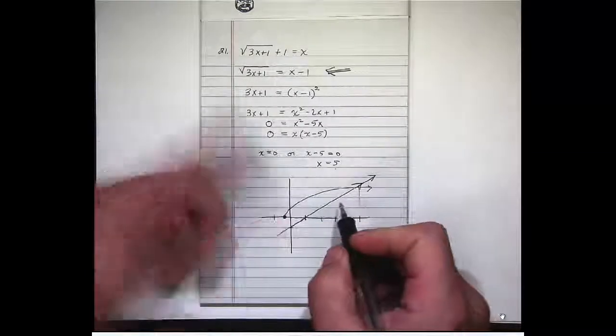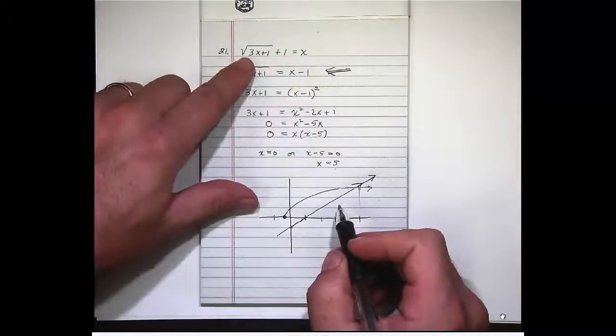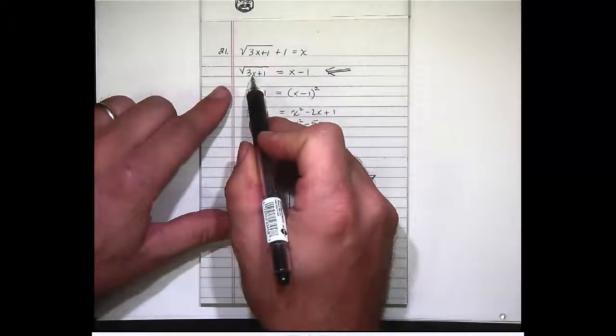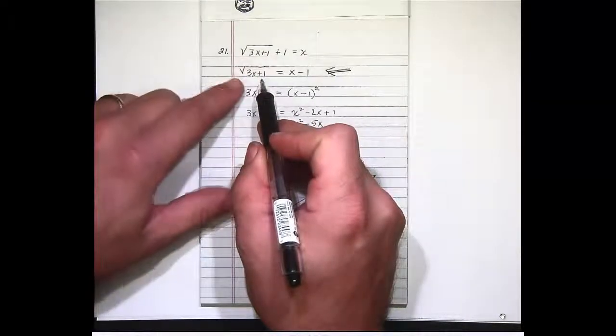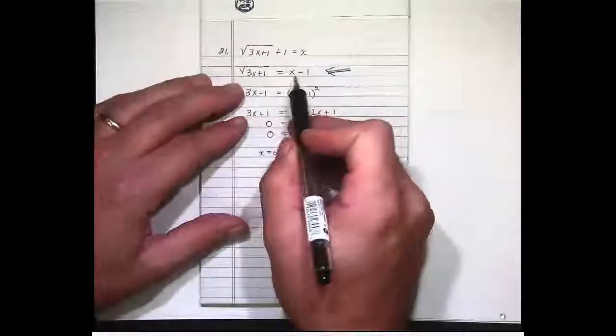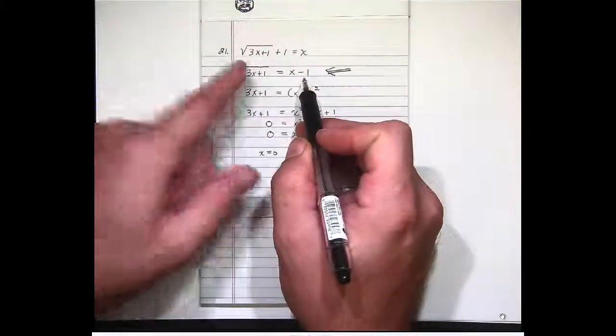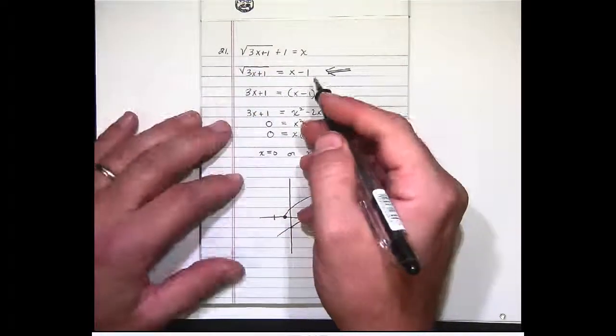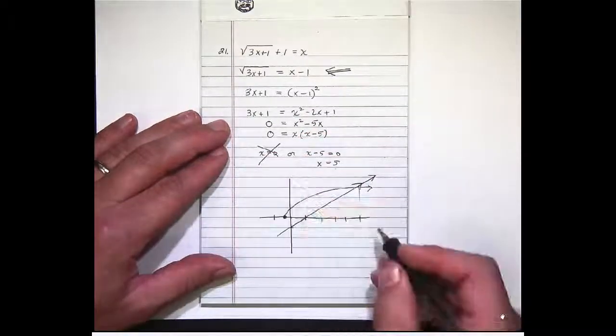And to test that, again, you can always plug in a point. 3, let me do it here. 3 times 0 plus 1 is 1. The square root of 1 is 1. 0 minus 1 is -1. You get 1 equal to -1. That's not true. This one does not work.